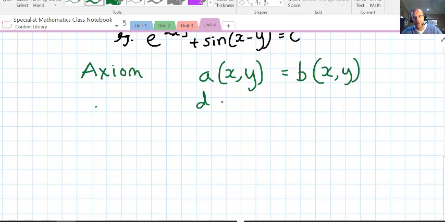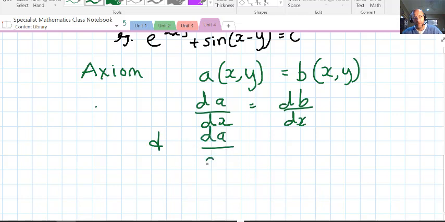These things here hold, so the derivative of a with regards to x will equal the derivative of b with regards to x, and dA dy will equal dB dy, if a and b are functions of x and y. So it is based on an axiom.